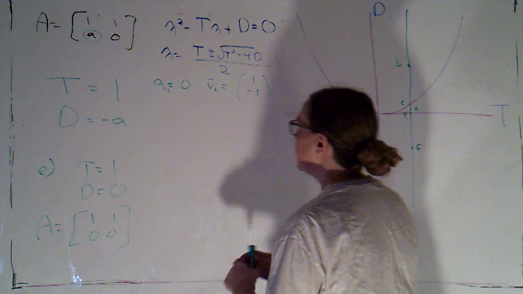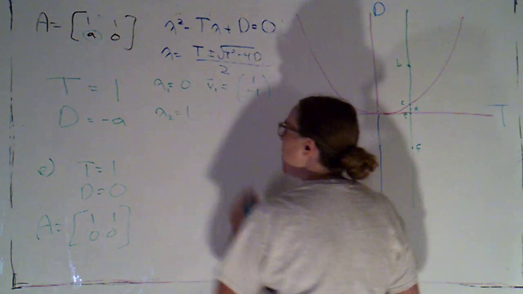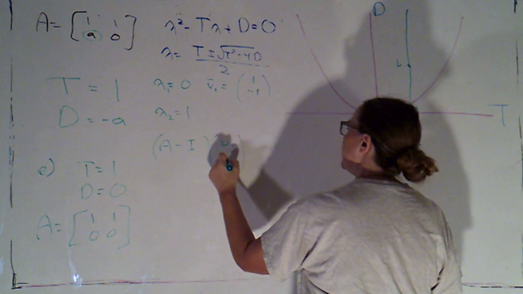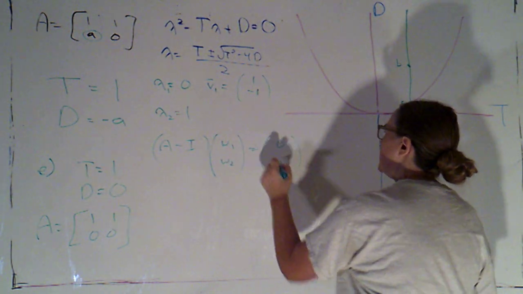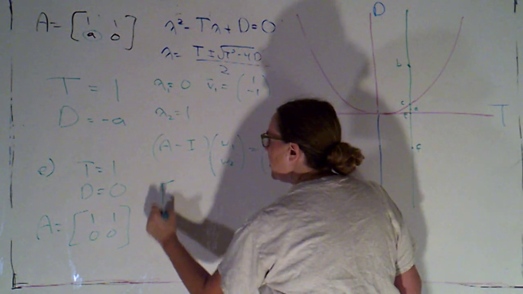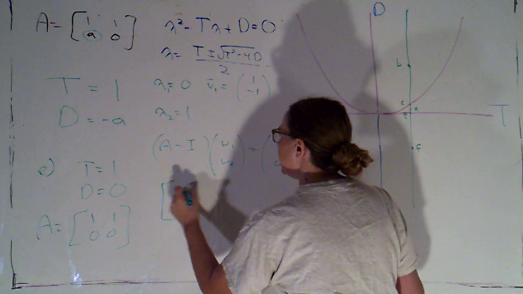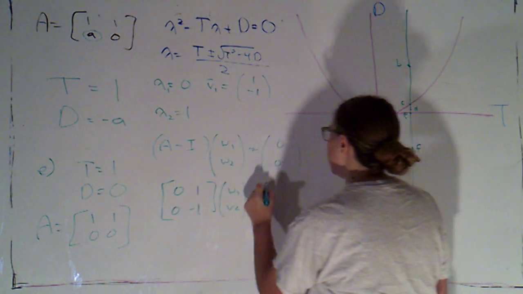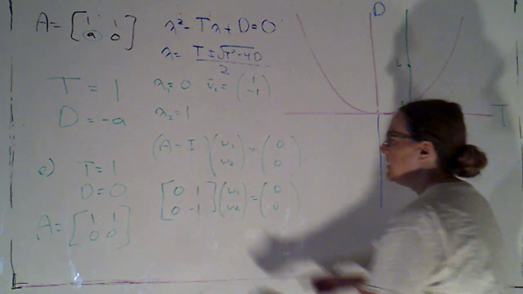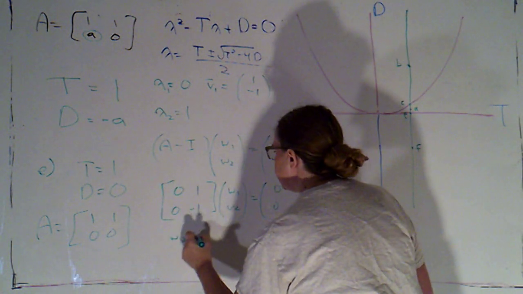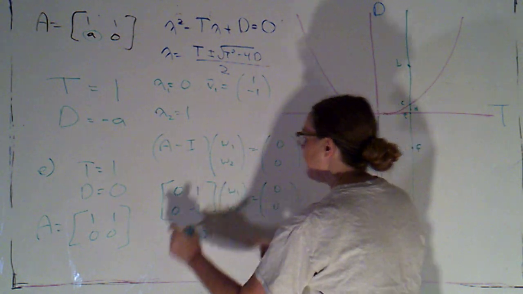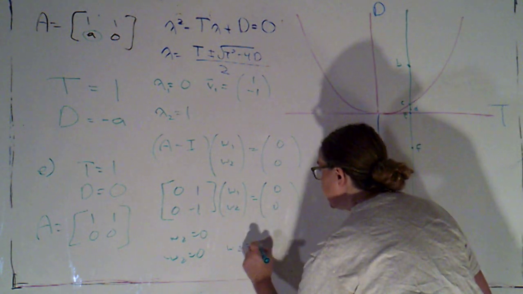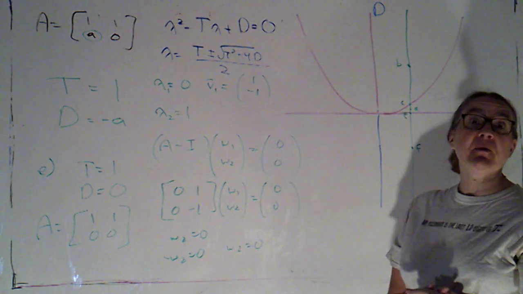So if lambda 2 is 1, A minus I times, I'm just going to use W's here, W1, W2 has to equal 0, 0. But that's just subtracting 1 from the main diagonal. So I'll get 0, 1, 0, negative 1 times W1, W2 equals 0, 0. Nothing plus W2 has to equal 0. Nothing minus W2 has to equal 0. That's telling me W2 is going to be 0. But W1 is free to be whatever I want.